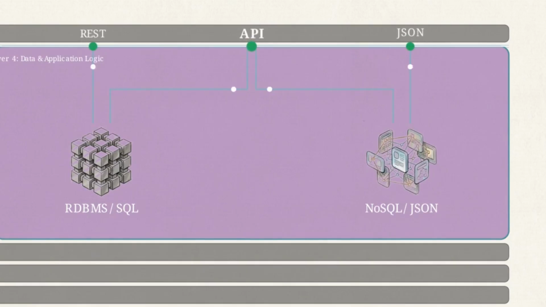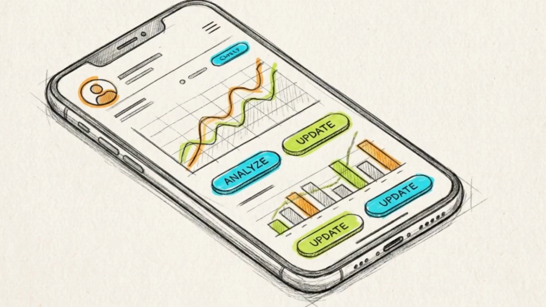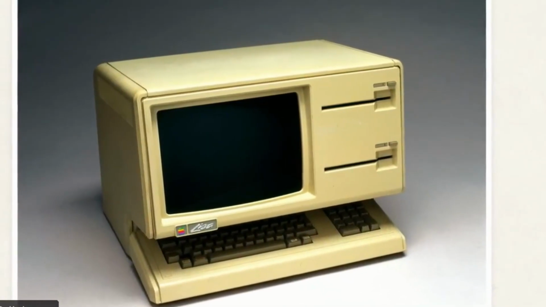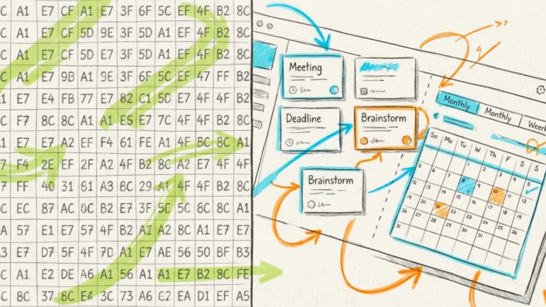Communication between internal data and external software is handled by application programming interfaces, or APIs. These systems exchange data via REST protocols using JavaScript Object Notation, or JSON. This information is ultimately presented to the user through a graphical user interface. Early personal computers established the precedent for abstracting command lines into these visual environments. Layer 4 converts machine data streams into interactive human workflows.